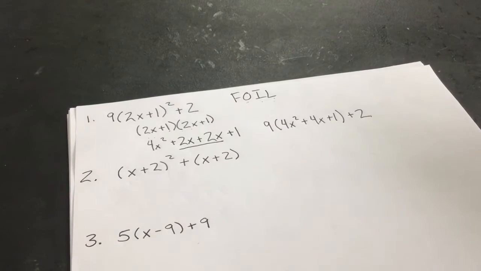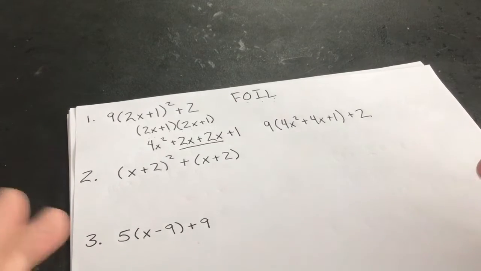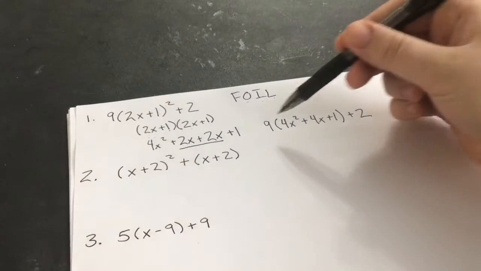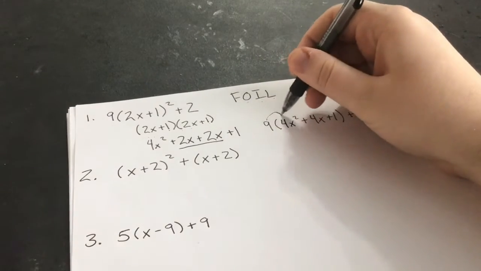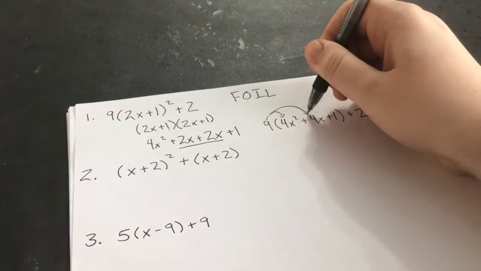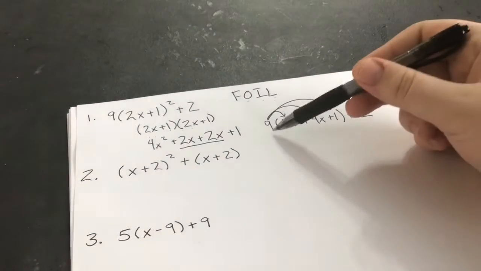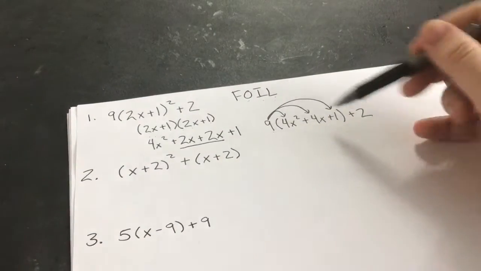Now that we've dealt with our exponents, or dealt with FOILing, order of operations tells us we can move on to multiplication and division, and then finally, after that, addition and subtraction. So we have this 9 multiplying. Since it's outside the parentheses, it is going to distribute into all 4 of these terms. So all 3 of these terms.